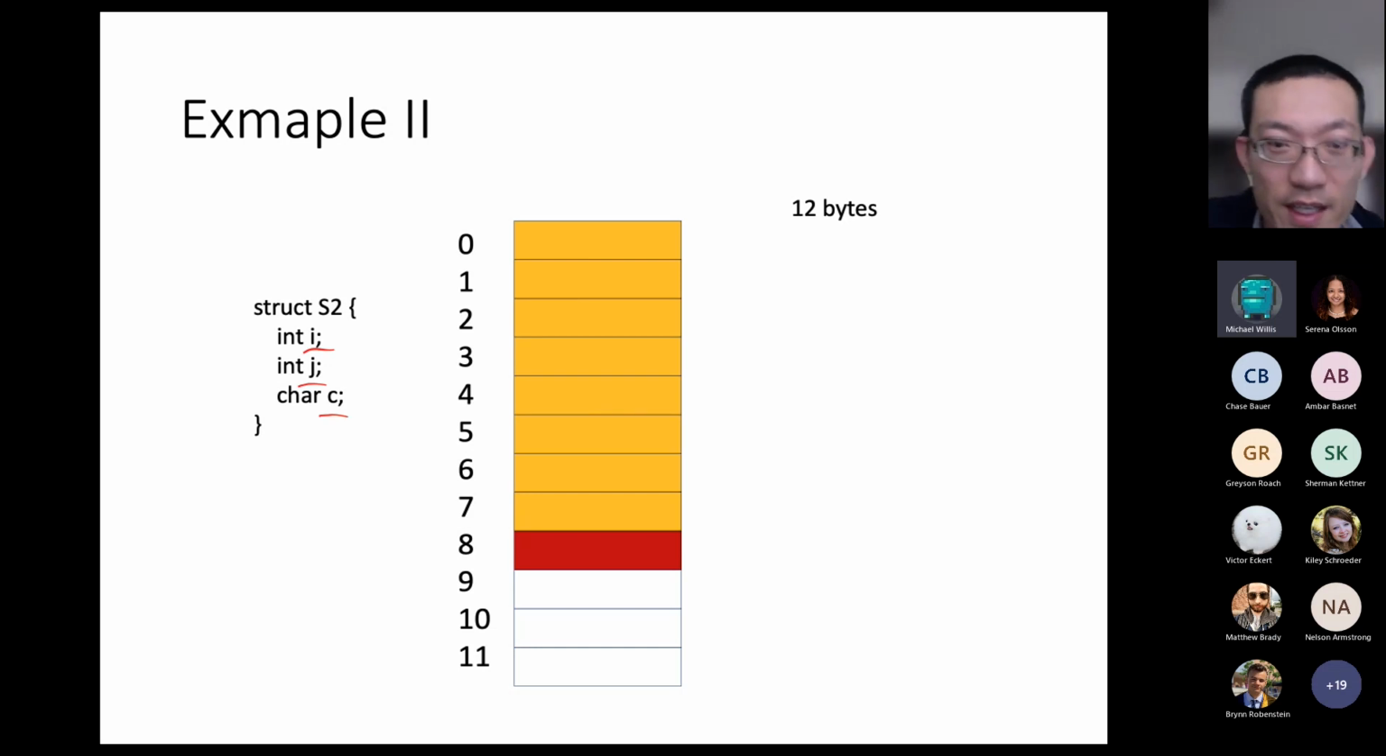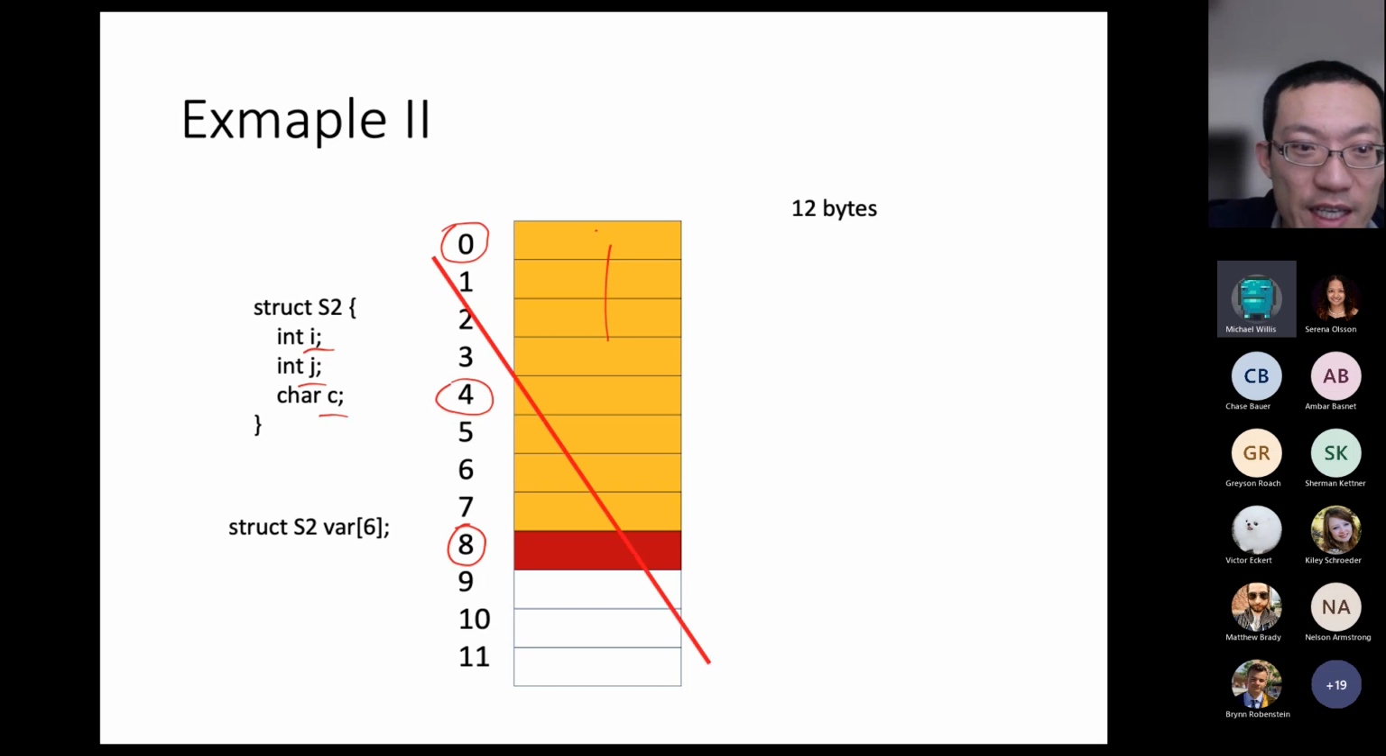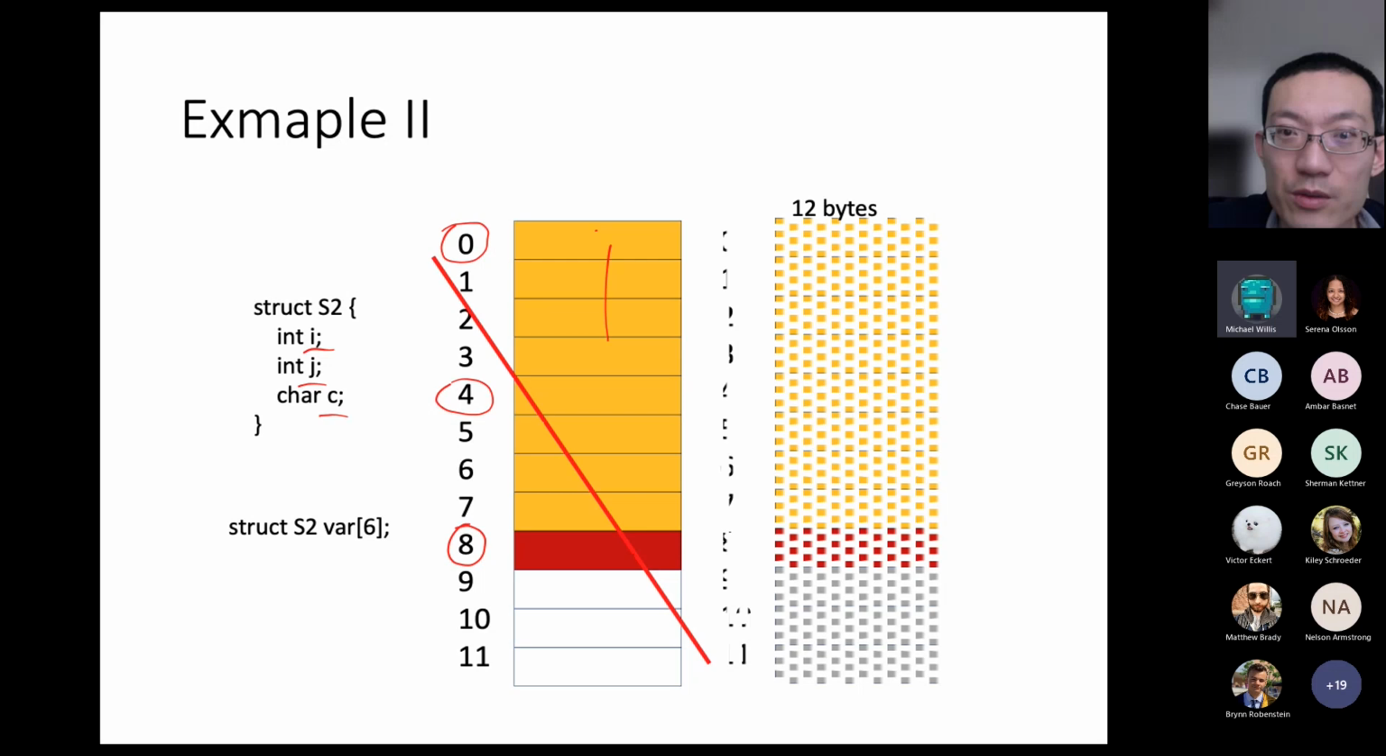So for this one, if we look at the first I, starting address is 0, and then J would be starting with 4, char with 8. Seems like everything looks good, but the answer is it doesn't satisfy the data alignment. Let's look at the reason.